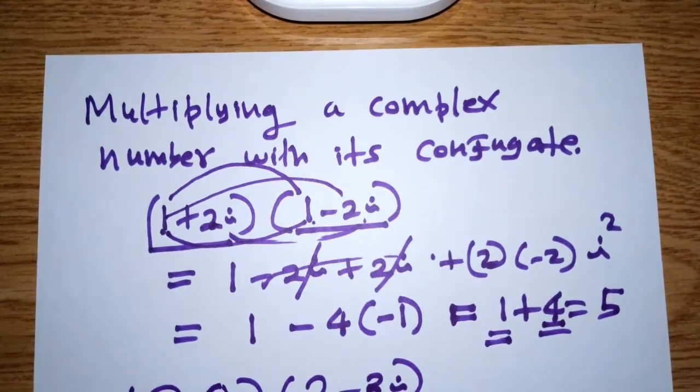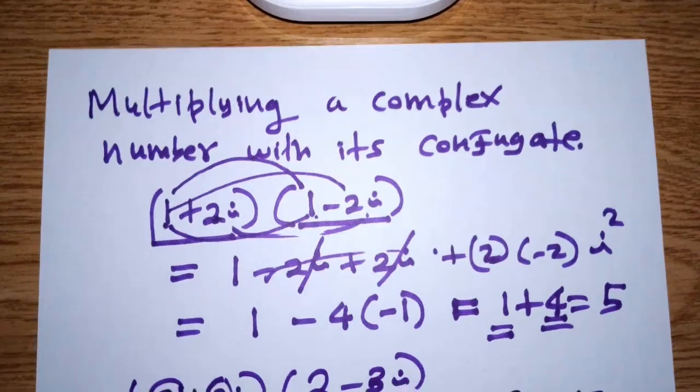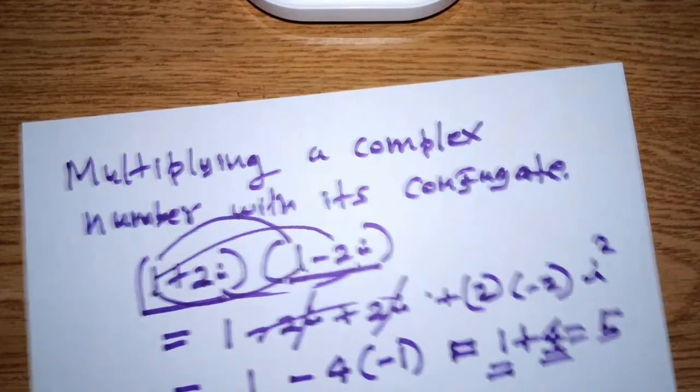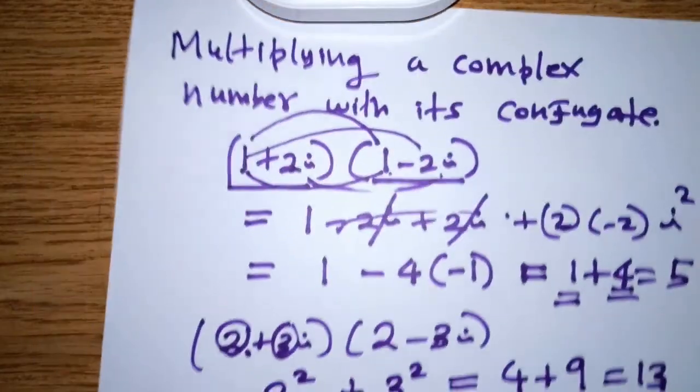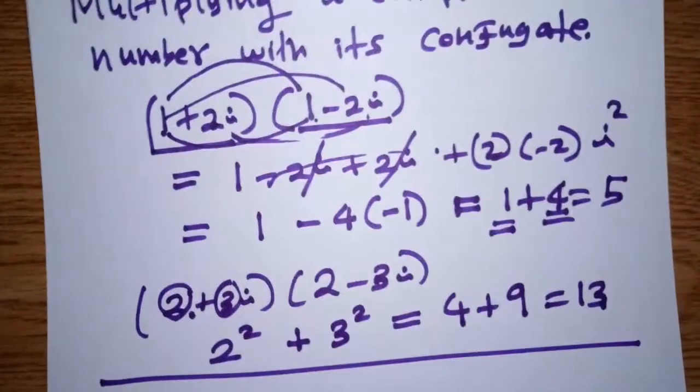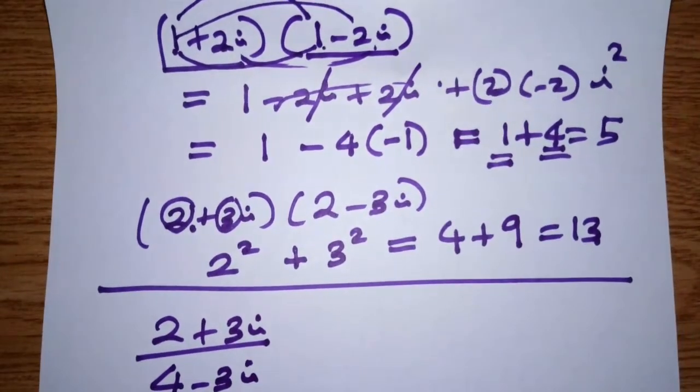But now let's get back to our original problem. What we had was a complex number, and we had to find out how to get that complex number into the standard form. And so 2 plus 3i, a division of complex numbers, over 4 minus 3i. So that's what we have, right? 2 plus 3i over 4 minus 3i.